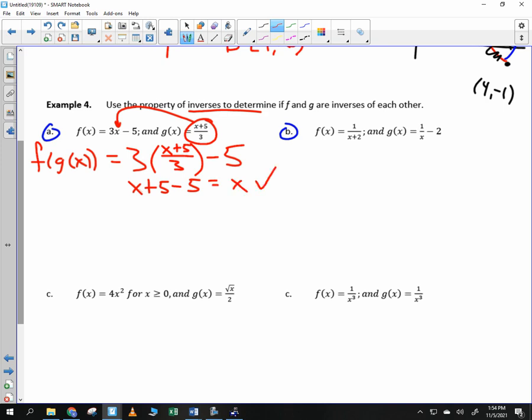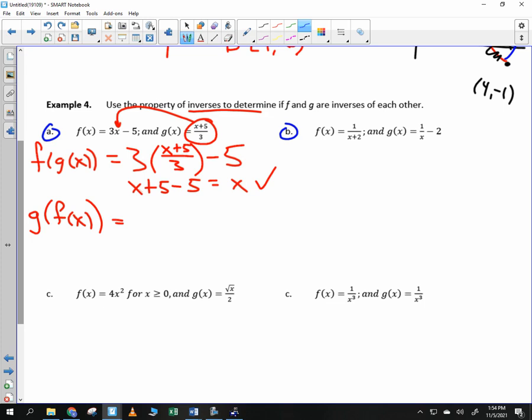Isn't that nice? Yeah, because the 5's cancel out, right? Very good, yep. x equals x. Now, you do have to compose them both ways because they are not commutative. What you're doing is you're showing that these are inverses.